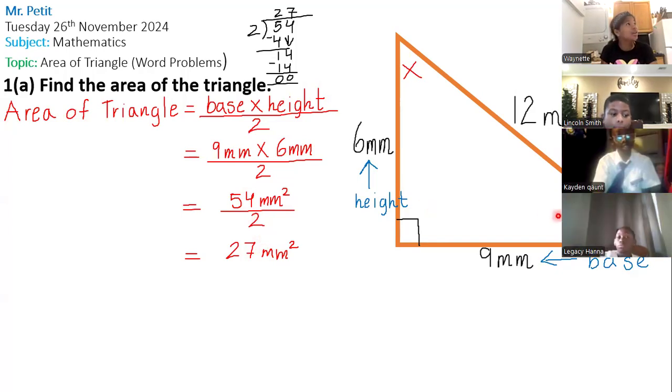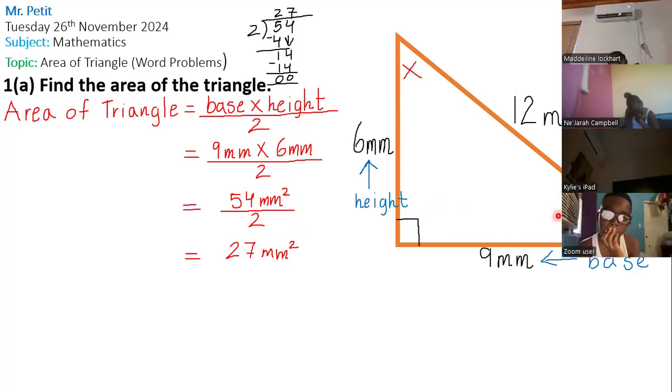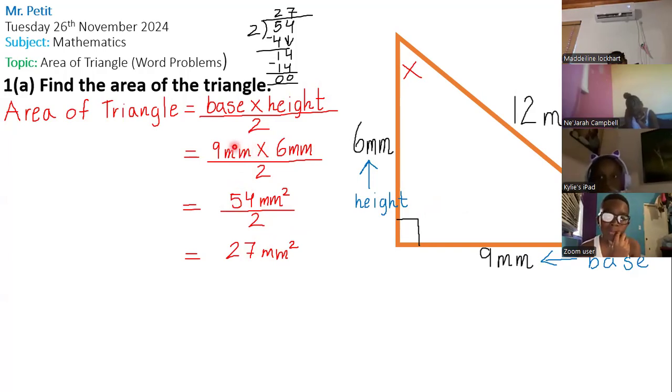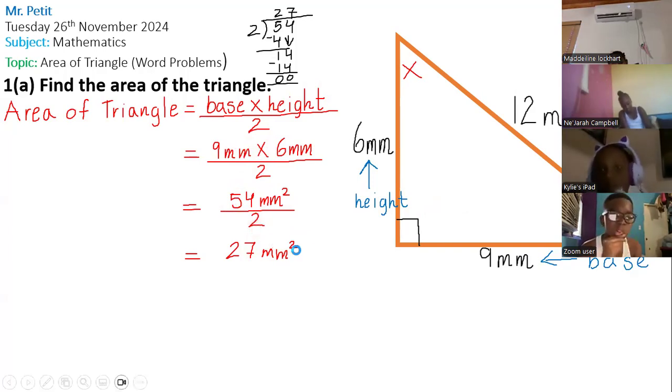Kaden, explain how we got 27 millimeters squared. Good afternoon, Mr. Petit. Good afternoon. Go ahead, Kaden. So we multiply 9 times 6, which gives 54, and we divide by 2. Okay, good. All right, let's move on to the next question.